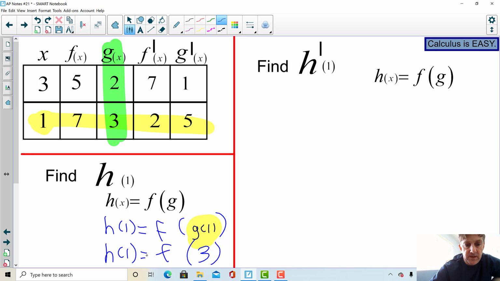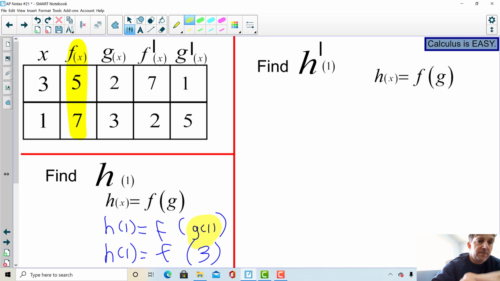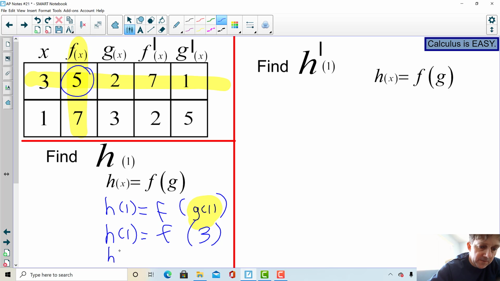So h of 1 is f of 3. What is f of 3? Here are your f values, and here are your values when x is 3. You can see they intersect here. So f of 3 is 5. Okay, our final answer is that h of 1 is going to be 5.